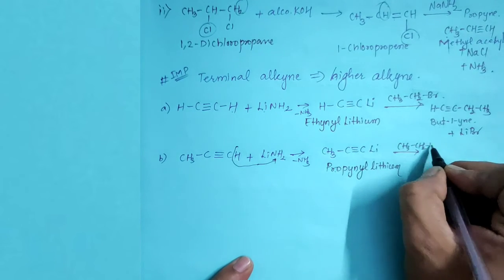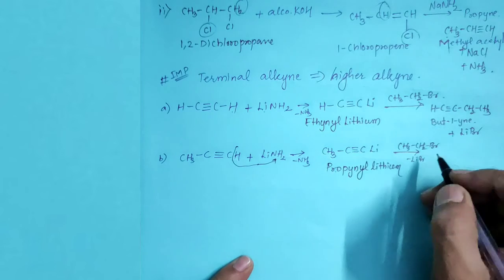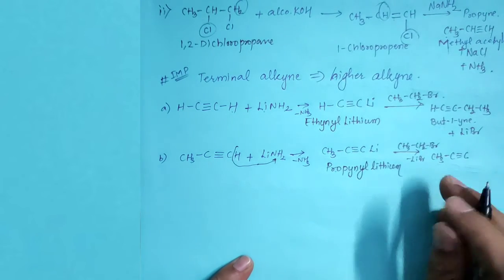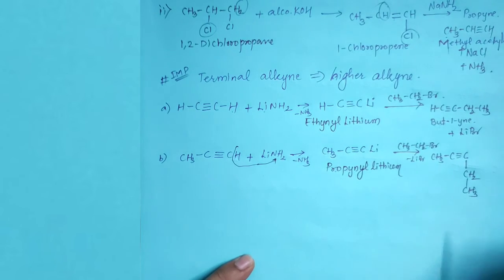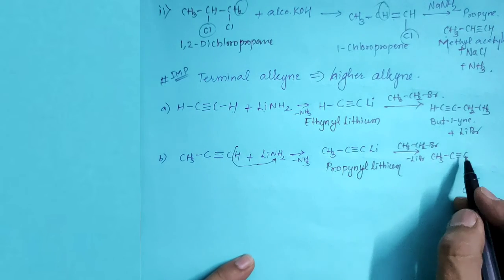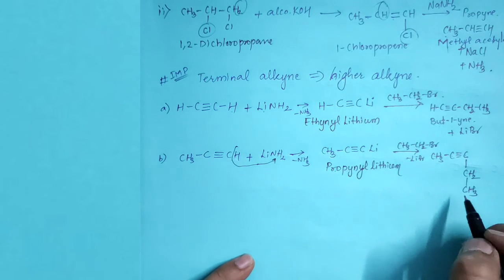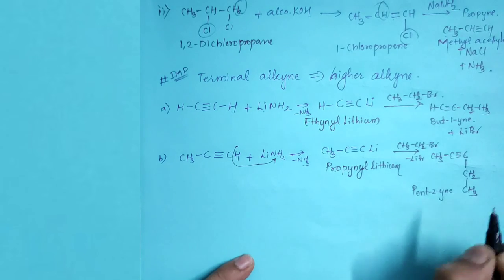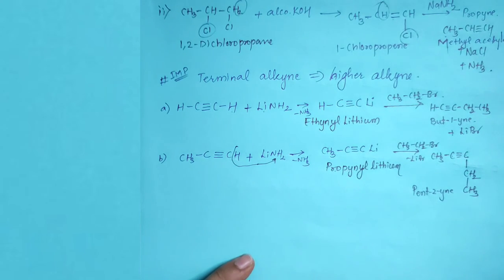CH3CH2Br. Again, what will happen? Minus lithium bromide will be removed and the product obtained is CH3 C triple bond C, and this group you can even write in the hanging way also. So 1 2 3 4 5. The name of the 5 carbon alkyne is pent-2-yne, and lithium bromide is removed. In this way we can form higher alkynes. So we can obtain the higher alkyne.